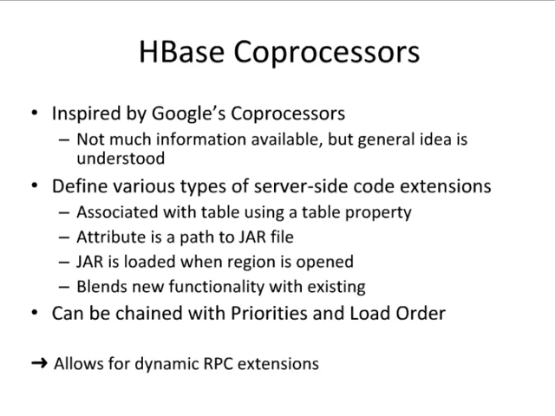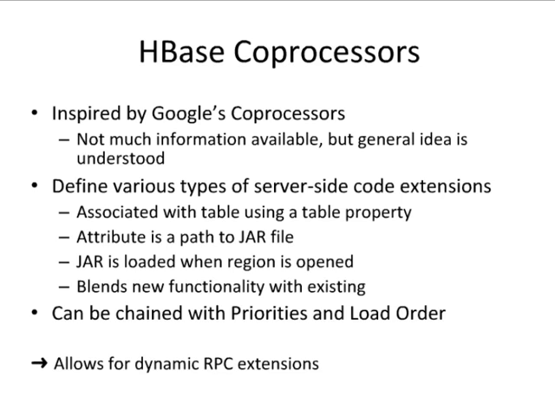So the coprocessors define various types of server-side code extensions. We have different types, different things that you can extend on the server side. They are associated with a table. They run with a region, but they are declared either on the table as a table property, or if you want to, as a global one for all tables. So there's two ways to do that. We will see this as well later on.